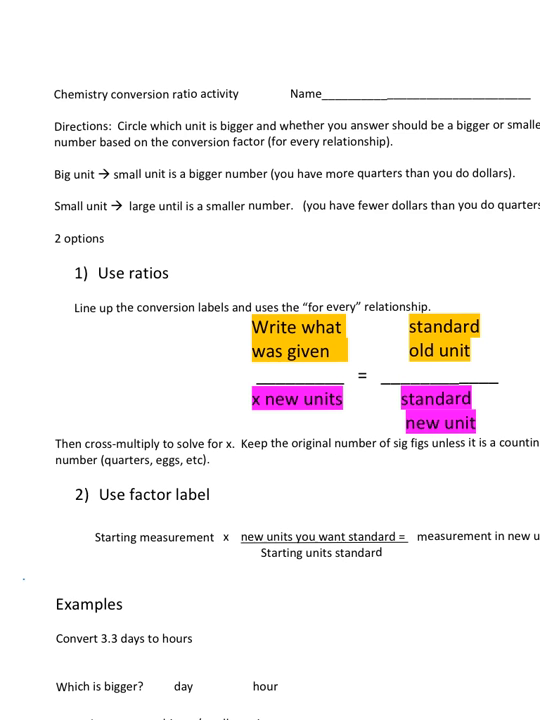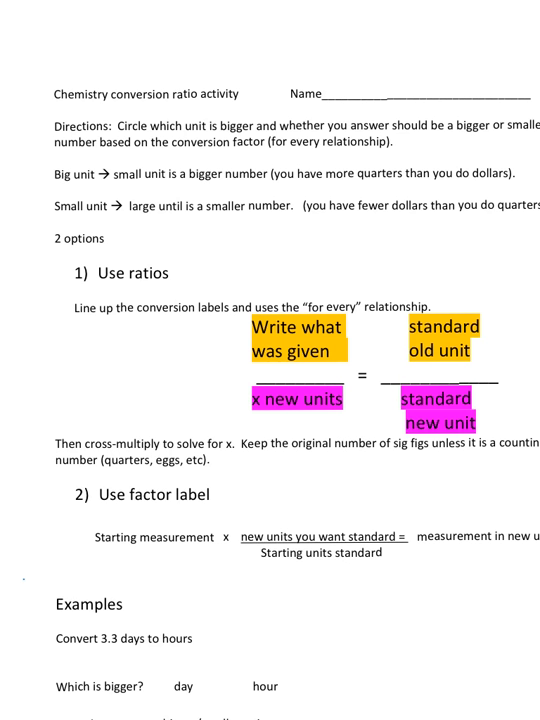So we're going to need to figure out how to set these up. We do need to show the math and watch our units and sig figs and everything on here. So here's your two options. First option is to use ratios. So you're going to write down what was given, like $7 or 42 quarters. We're going to put an X on the bottom number, like X dollars. We're going to put the standard of the old unit on top and the standard of the new unit on top. Then we'll cross multiply to solve for X.